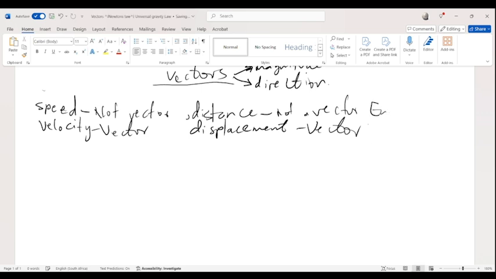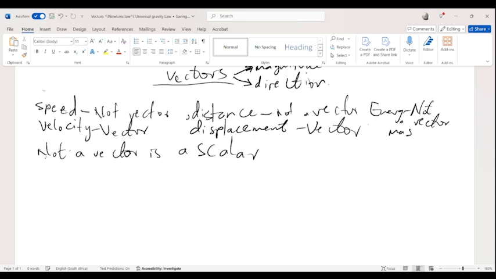Also, energy is not a vector. Mass is not a vector. So anything that is not a vector is a scalar. It's called a scalar, in case you get it in the exam.